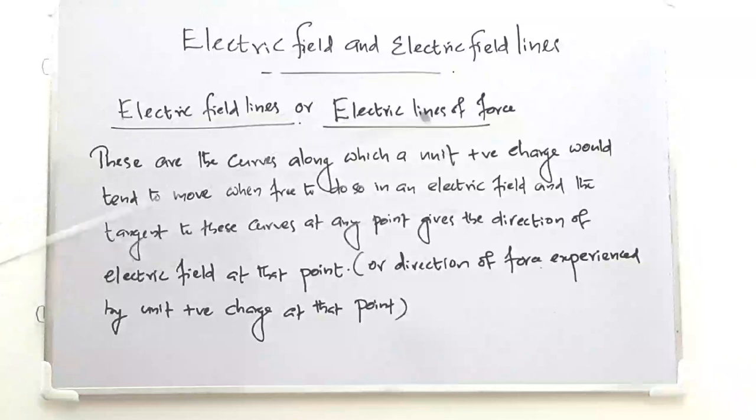So electric field lines are curves, that is the path followed by a unit positive charge if it is placed in an external field, and the tangent to the electric field lines gives the direction of electric field at that point, or it is the direction of force experienced by a unit positive charge at that point.